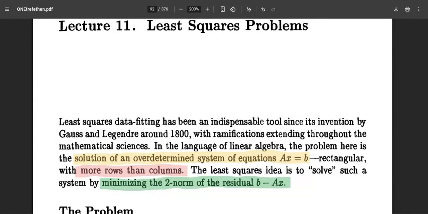Hi all, this is going to be a lecture series on numerical linear algebra, and in this lecture we are going to see what least square problems are. Least square problems, in the language of numerical linear algebra, are about solving a matrix equation Ax equal to b. In this matrix equation, A normally has more rows than columns.